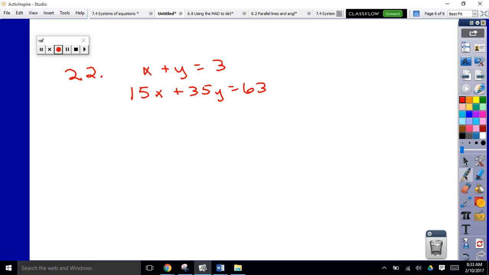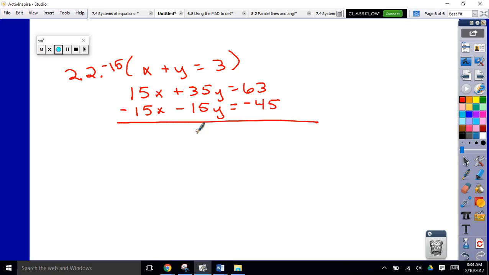This one I'm going to use elimination. So I'm going to multiply the top equation by negative 15. I get negative 15x minus 15y equals negative 45. And that gives me 20y equals 18, and y equals 0.9. Substituting back in, we get that x equals 2.1 ounces. Okay, any questions about this one?